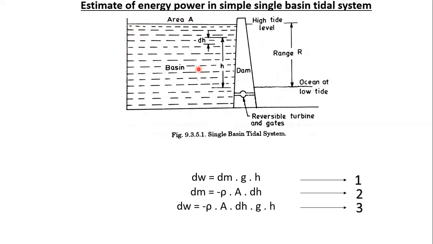Okay, so for the single basin tidal system, we will estimate the energy and the amount of actual power generated by a real tidal system. So in this diagram, this is the basin, this is the area level, and this is the height, and we are considering a small height dh. This is the high tide level, this is the range R, and this is the ocean, this is the low tide level, and this is the reversible turbine, and gates are also located here.